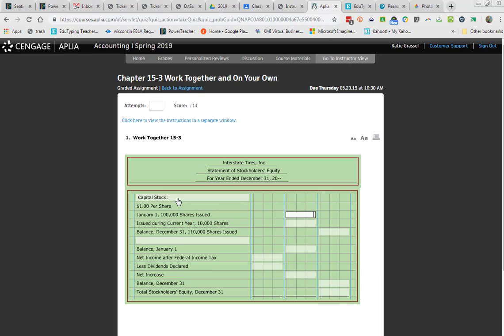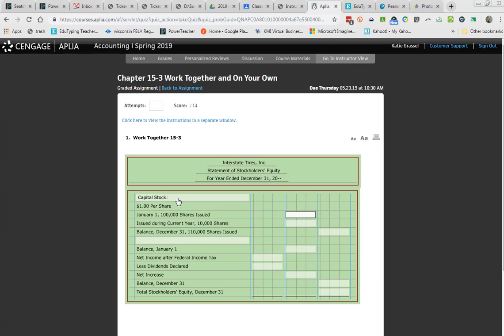Now I'm going to have to look. I don't remember if the test has these words filled in or not. If they don't, you should put it on your note card. Okay. Now, they have it filled in right now. It says capital stock. They're issuing their stock for $1 per share. So if you were to buy the share of stock directly from Interstate Tires, they're going to charge you $1 a share. So January 1st, they had 100,000 shares issued.